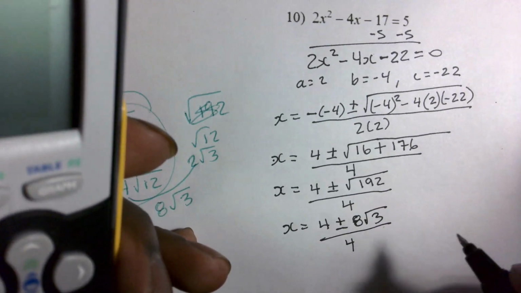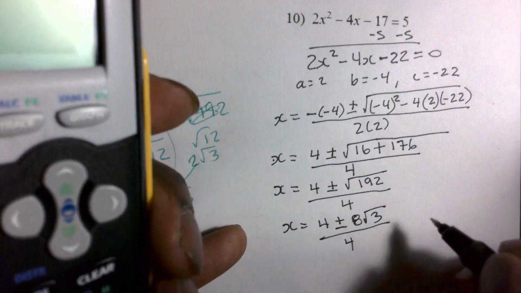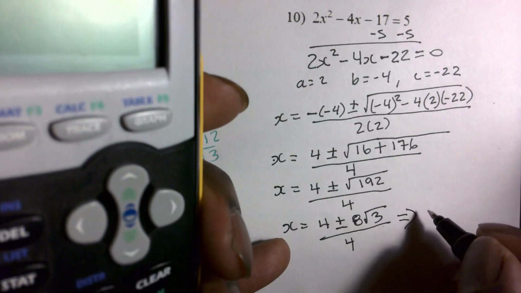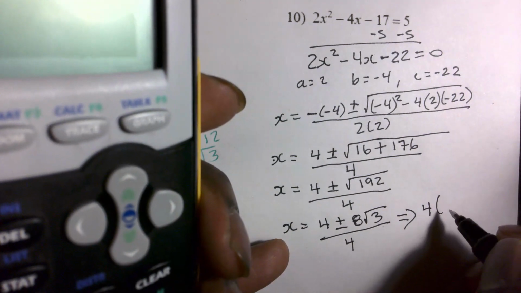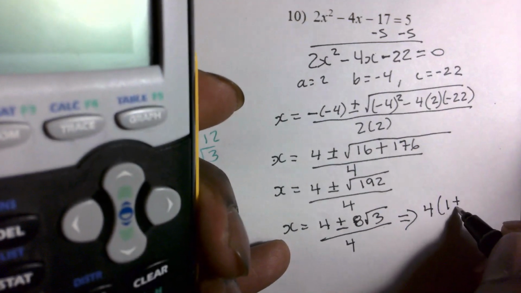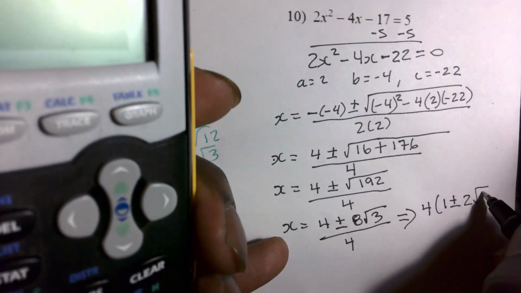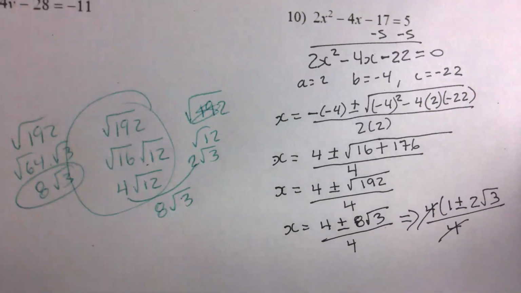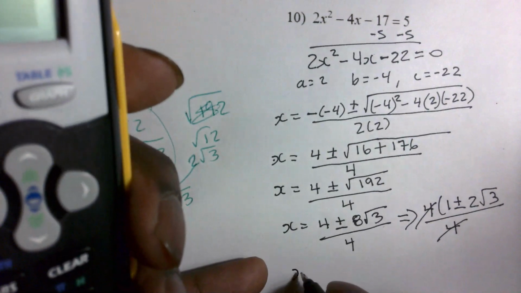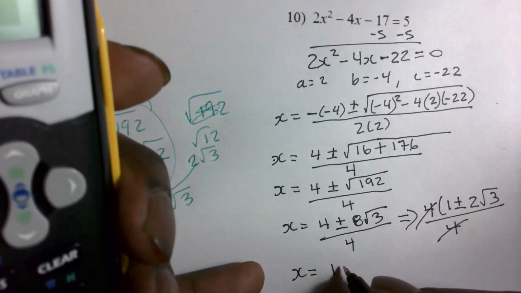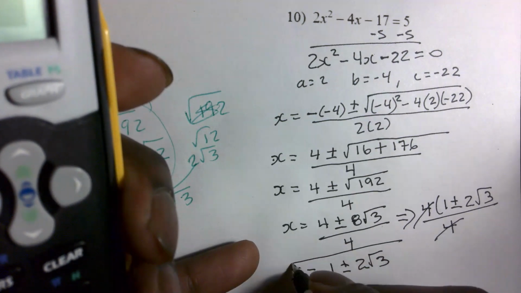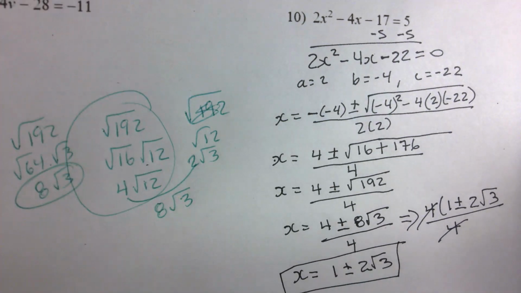Now I'm going to factor out a 4 here. If I factor out a 4, I get 4 times 1 plus or minus 2 root 3, and this is all over 4, so these cancel. All I'm left with is x equals 1 plus or minus 2 root 3. And that is my final answer.